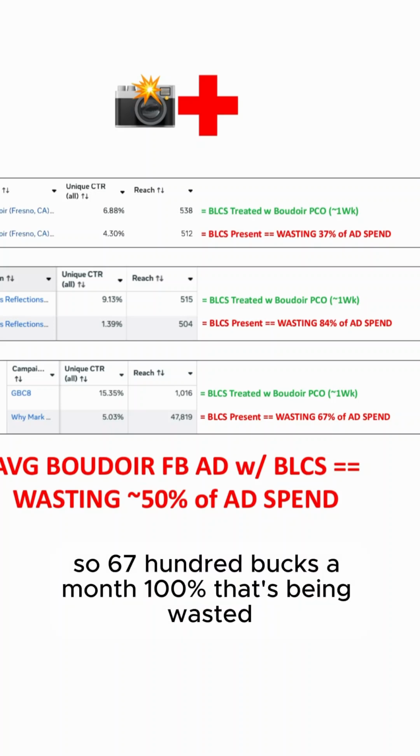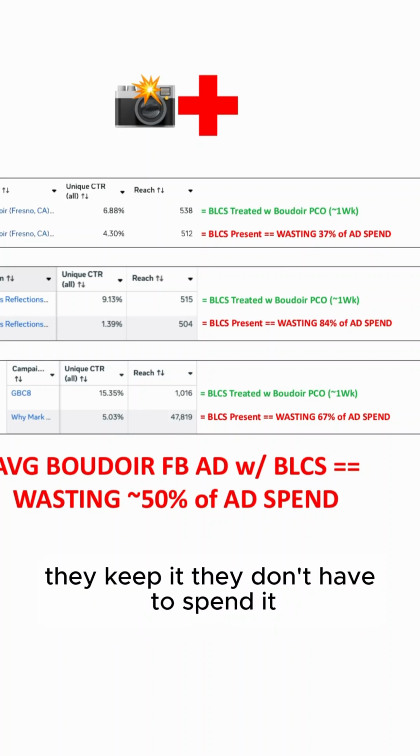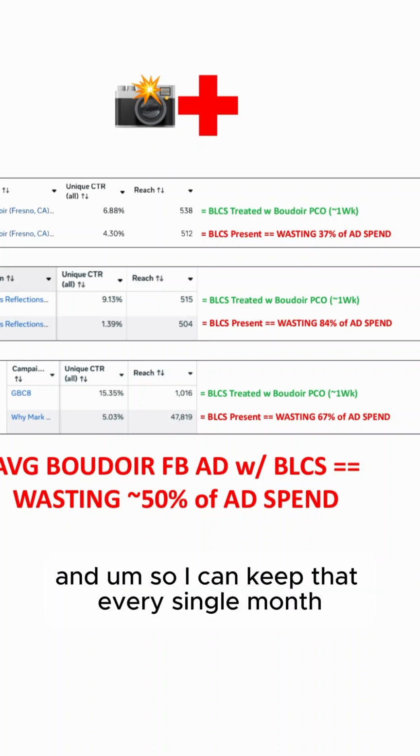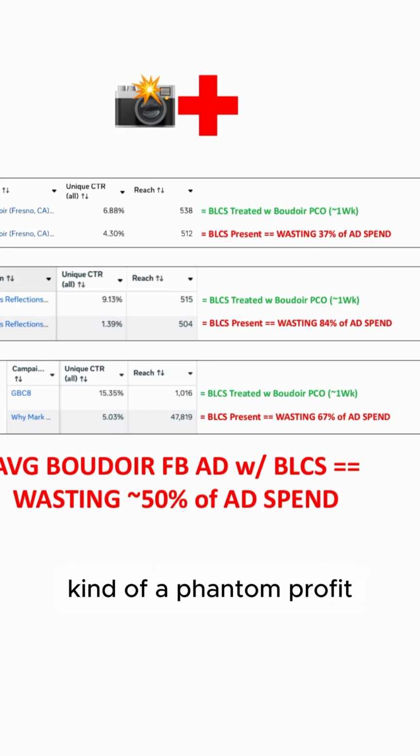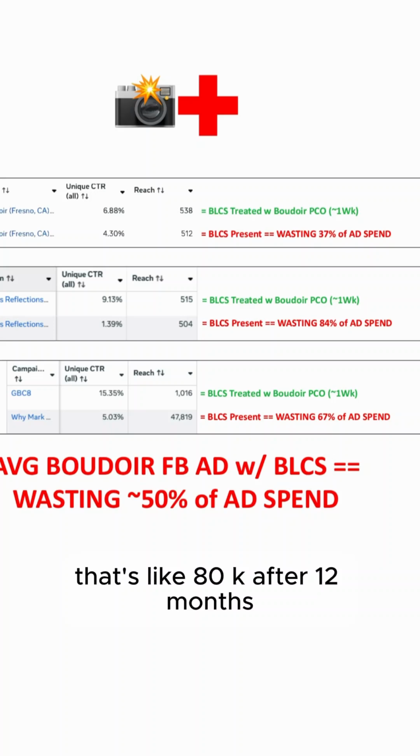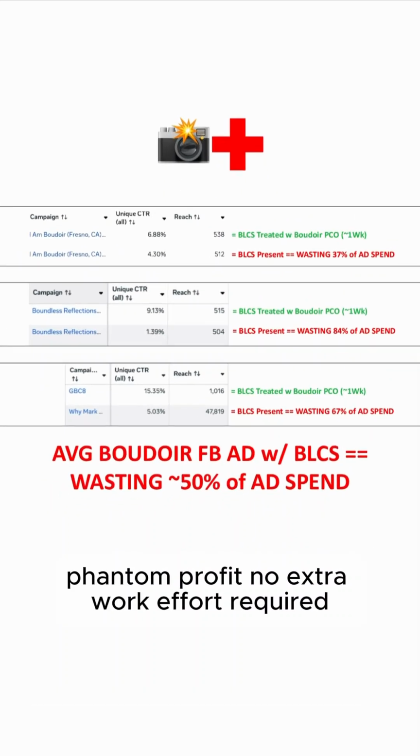So $6,700 a month, 100% that's being wasted. Now they pocket it. They keep it. They don't have to spend it. They don't have to give it to the Zuck. And so they can keep that every single month, kind of a phantom profit. That's like 80K after 12 months. Phantom profit, no extra effort required.